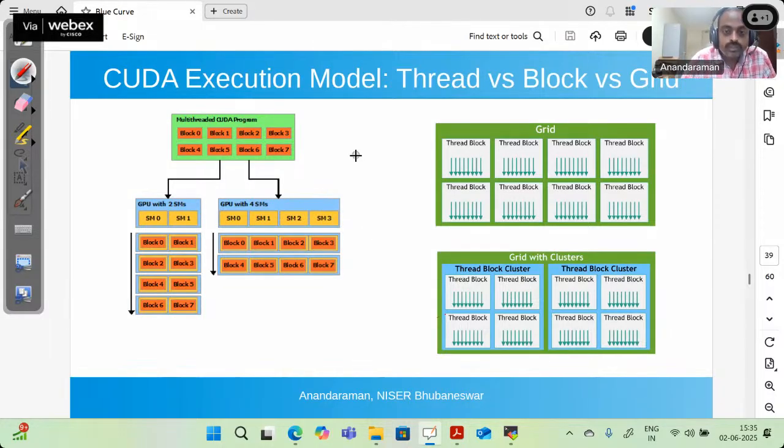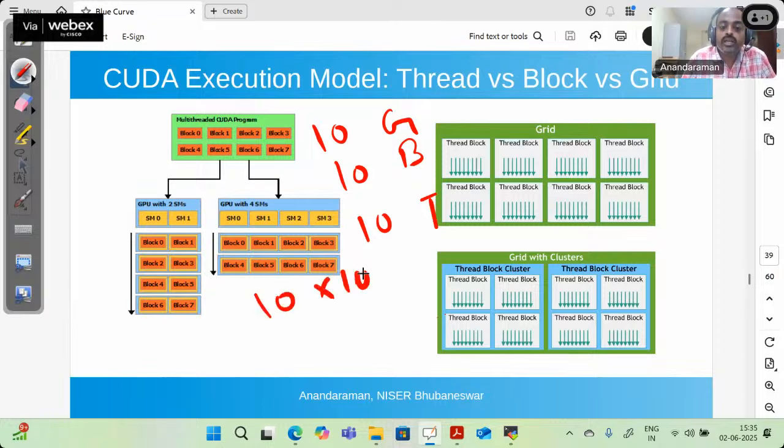So I have 10 grids, 10 blocks, and in each block 10 threads. How much will it be? It is 10 into 10 into 10, so a total of 1000 threads. I can assign a single, separate work to each thread, so that it becomes highly parallel. But how do I specify which thread does which operation?